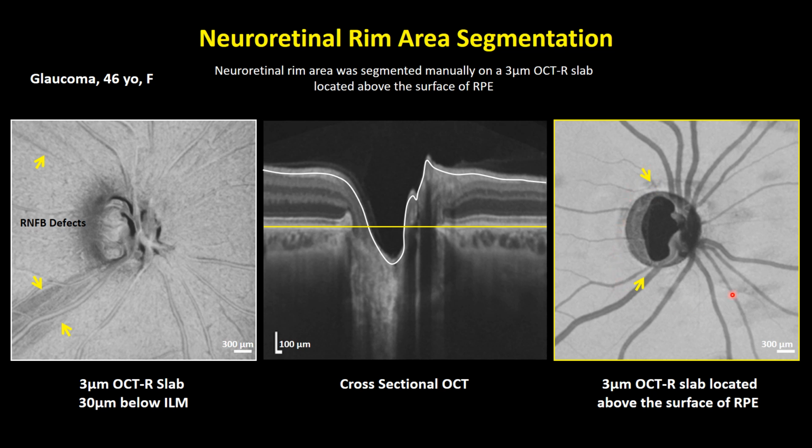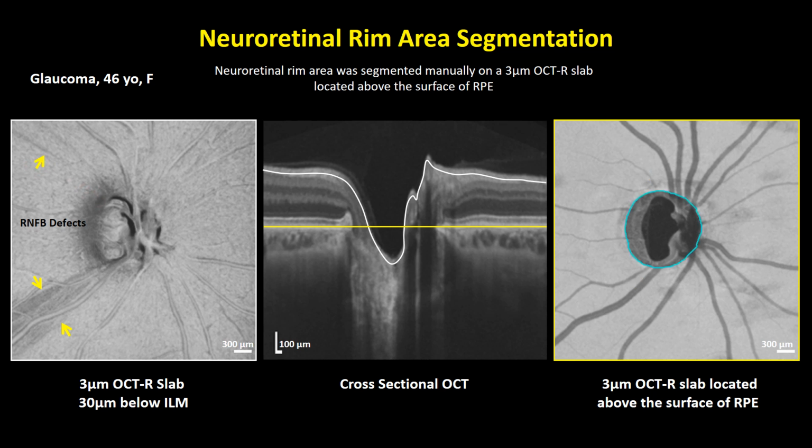In this en face OCT reflectance slab, you can see this patient had a very distinct neuroretinal rim thinning at the inferior temporal and superior temporal regions here, which is consistent with the retinal nerve fiber bundle defect as seen on the OCT reflectance slab on the left panel here.